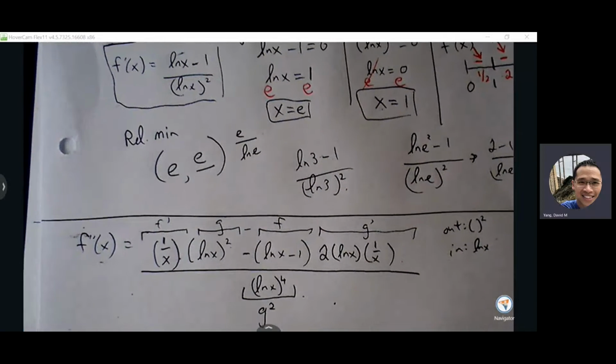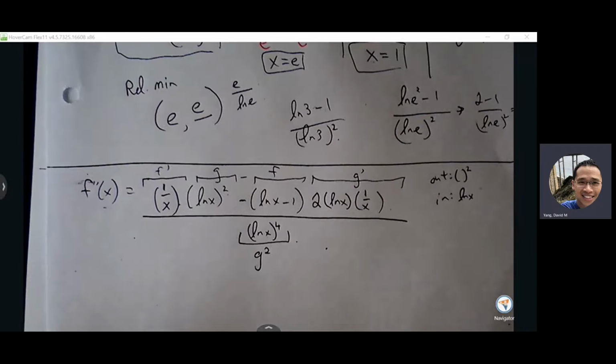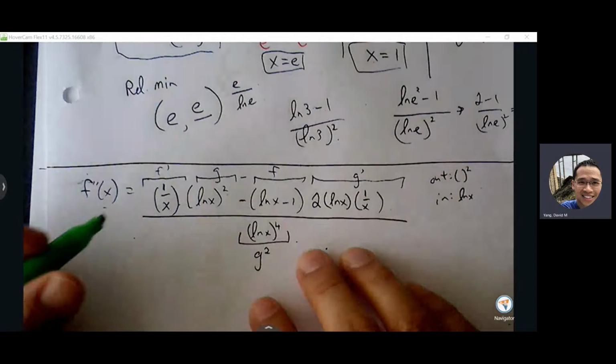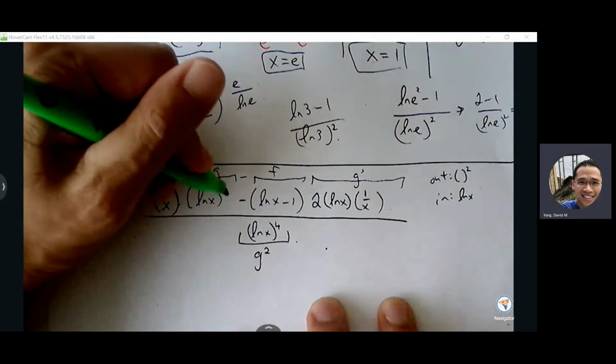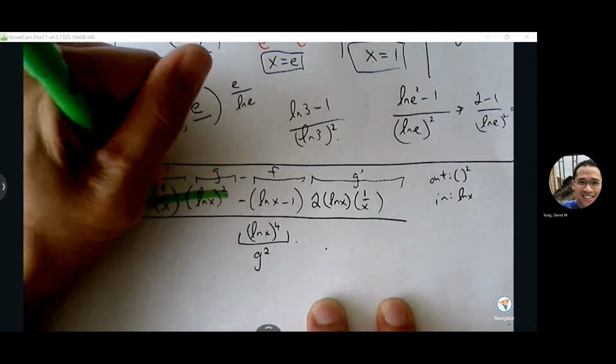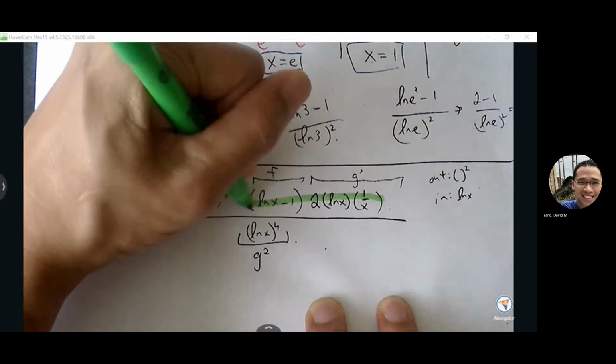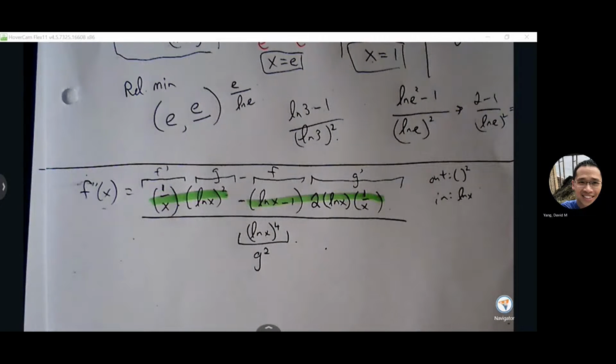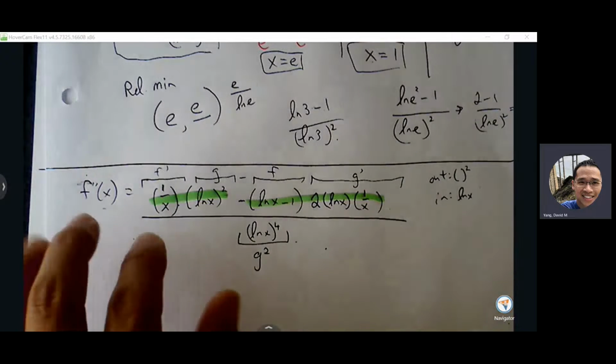All right, this looks like a big mess, but we do need to clean this up a little bit. Otherwise, we're not going to be able to find the critical points. So look at what we can do here. Look at the numerator here. These are 2 separate terms. Now, what do you notice about these 2 separate terms that could make things easier for us?